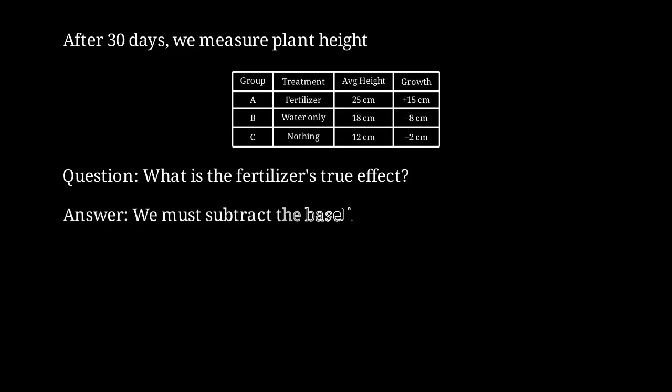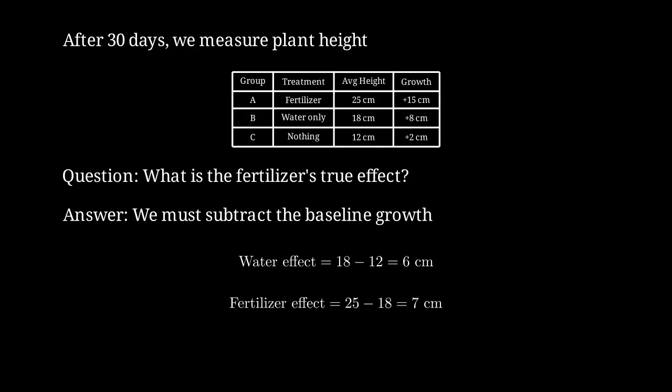No! We need to account for natural growth. Group C grew 2 centimeters with no intervention at all. This represents natural growth from stored nutrients in the seed. The effect of water alone is 18 minus 12, which equals 6 centimeters. This shows water itself contributes significantly to growth. The true fertilizer effect is 25 minus 18, which equals 7 centimeters. This is the additional growth beyond what water alone provides.